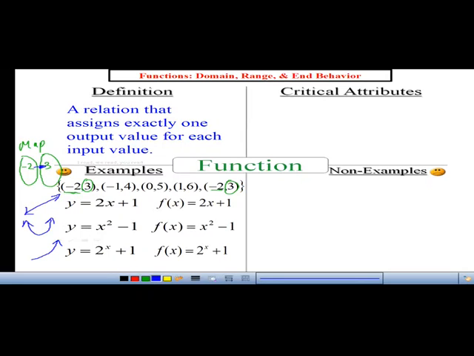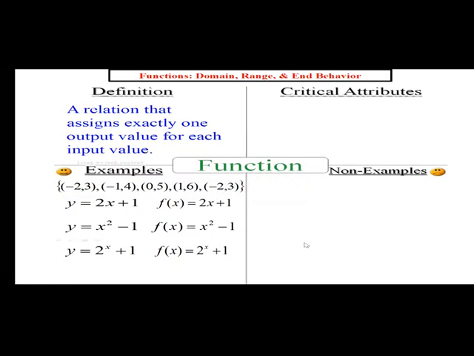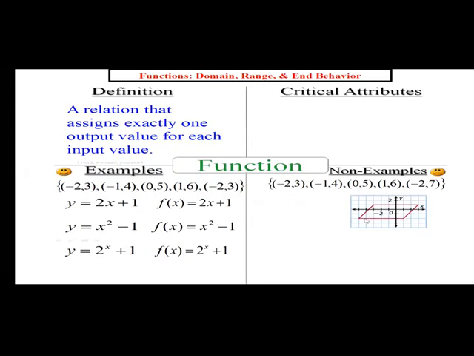All right, so let me give you non-examples. Here we go. Here's a non-example. They gave us a relation, because it's a lot of ordered pairs, and in brackets they give us the ordered pairs -2, 3, -1, 4, 0, 5, 1, 6, -2, 7. Copy that.